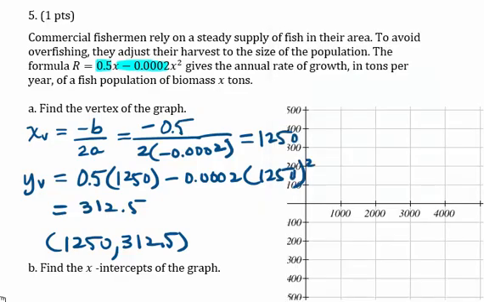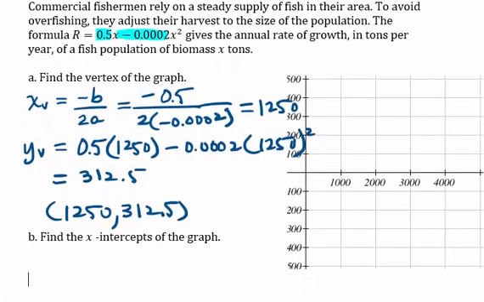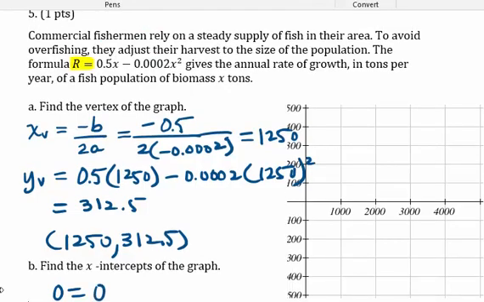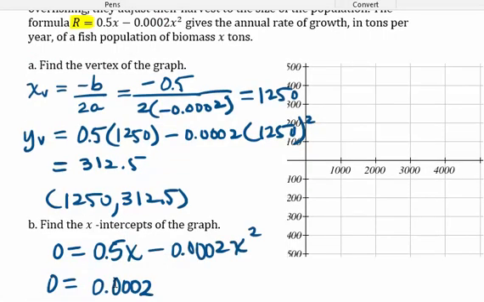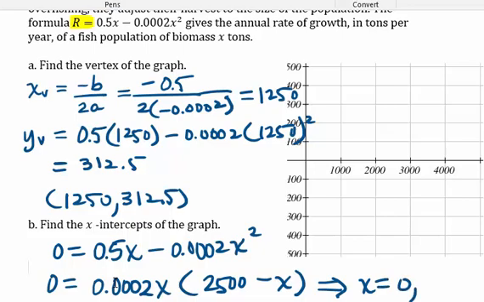And so here it is, when x is 1250, y is 312.5, and that is the highest point of the graph. Part B, it says find the x-intercepts of the graph. And again, we can do this one of two ways. The x-intercepts occur when y is 0, so we can substitute 0 for R in the given formula and try to solve this equation for x. We'll factor out a 0.0002 and an x, and we get 2500 minus x as the other factor. And then if you set each of those factors equal to 0 and solve, we see that x is either 0 or 2500, and so those are the x-intercepts.